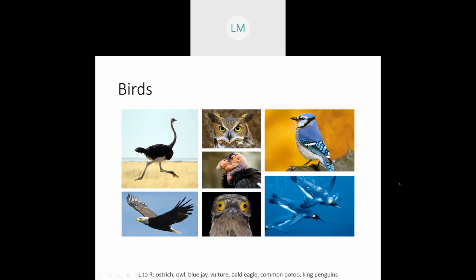So here's some of the diversity we see in birds. We've got our ostriches and our penguins, right? These do not have hollow bones. But then we have things like songbirds, we've got a blue jay, we've got owls, vultures, bald eagle. This is a puffin here. So a wide variation we see in birds.